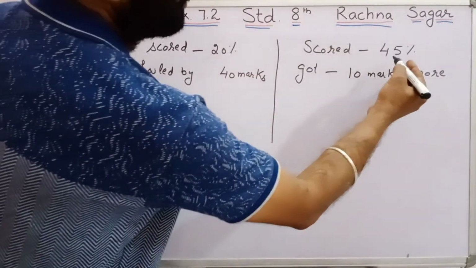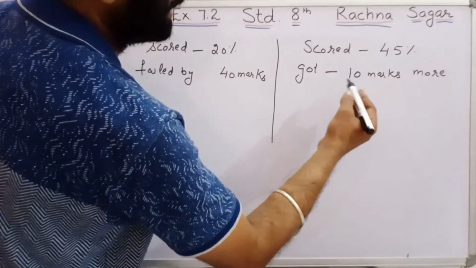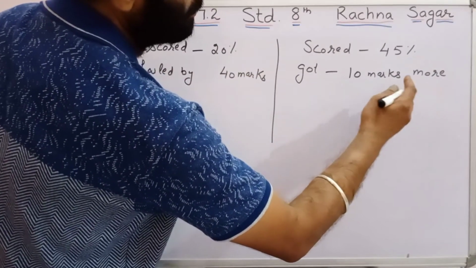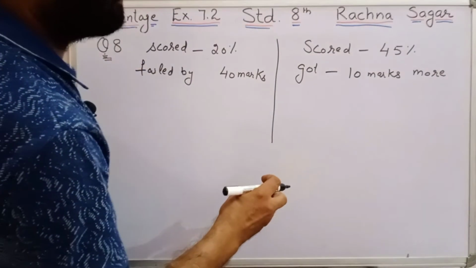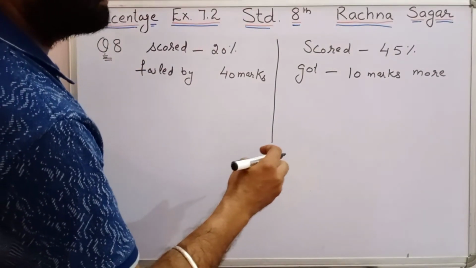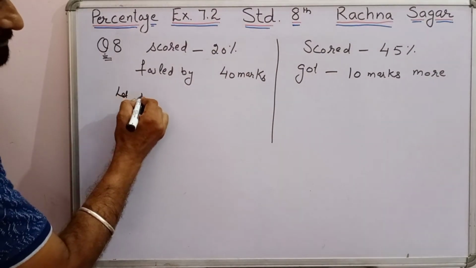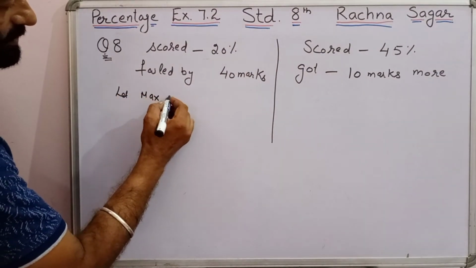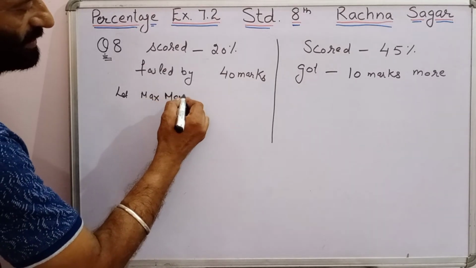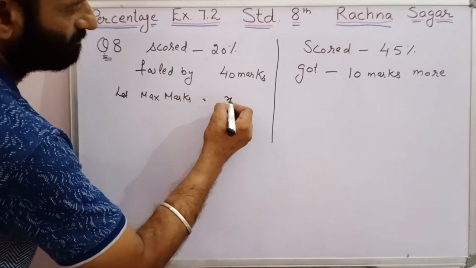Question number 8. In an examination, a student scored 20% marks and failed by 40 marks. Another student scored 45% of the total marks and got 10 marks more than required for passing. Find the maximum marks of the examination. Let maximum marks of the examination be x.